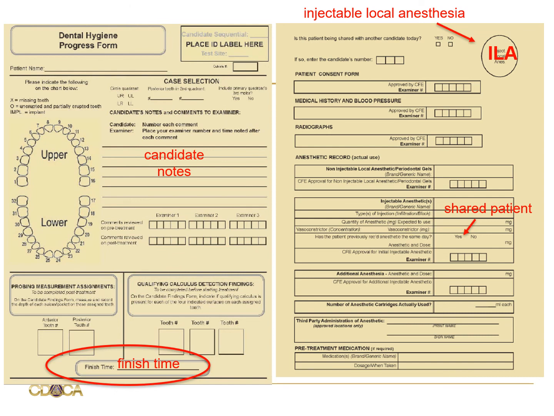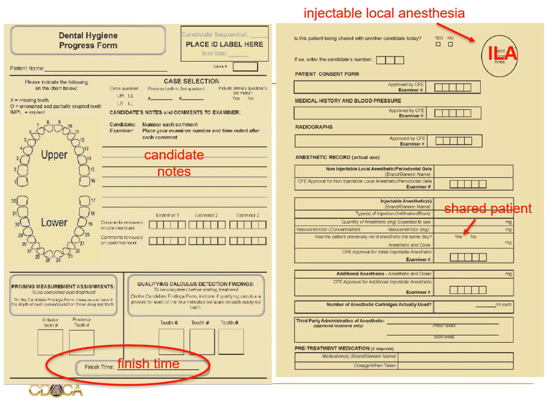They must be reviewed and initialed by the CFE. The entry of CFE examiner numbers and time does not necessarily indicate agreement. All missing and not fully erupted teeth, as well as implants, should be indicated on the dental chart. If a patient is shared by other candidates during a different examination time, this information must be entered in the appropriate boxes on the progress form.